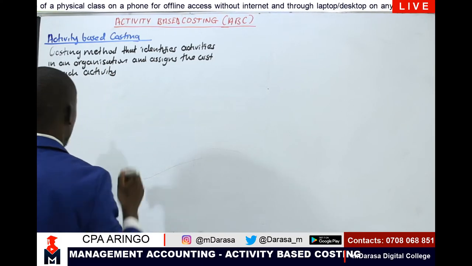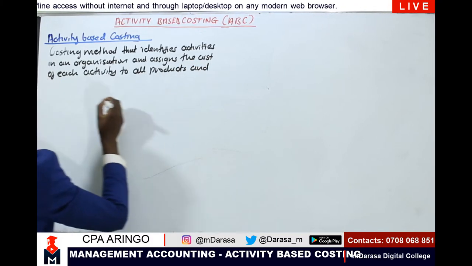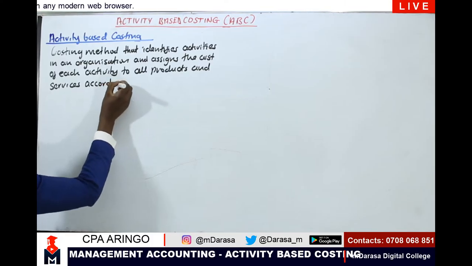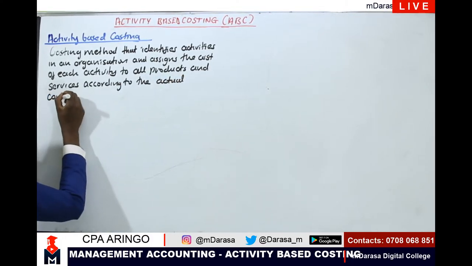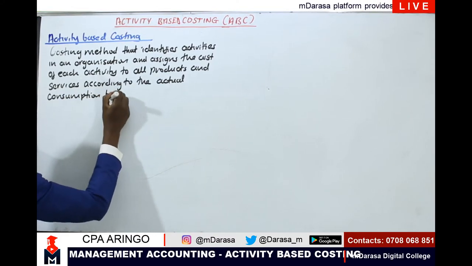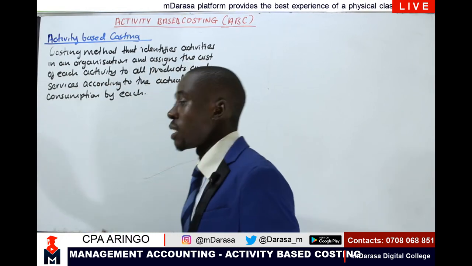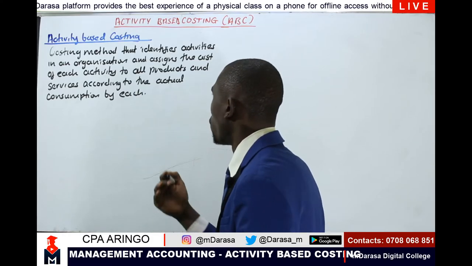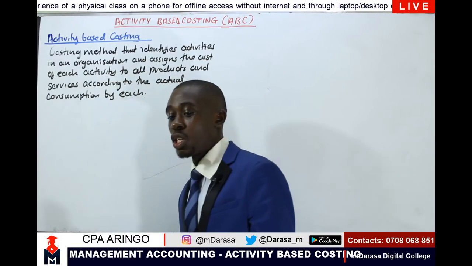the cost of each activity to all products and services according to the actual consumption by each activity. So basically, that is a simple term. That is how you can mention activity-based costing. We are talking of a costing method that identifies activities in an organization and assigns the cost of each activity to all products and services according to the actual consumption by each.